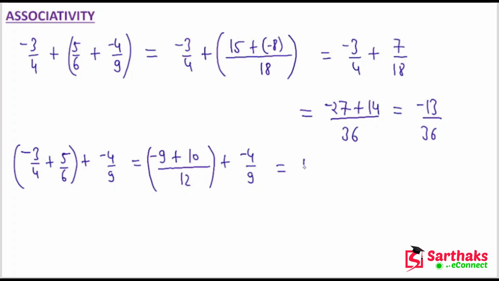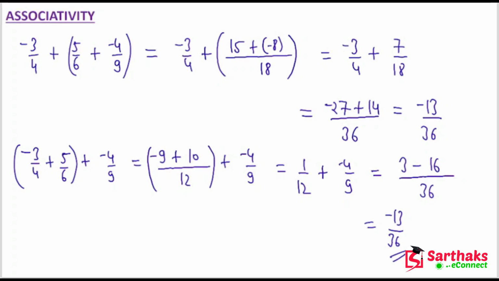So here we will get 1 upon 12 plus minus 4 upon 9. Again taking LCM of 12 and 9, we will get 36. So 12 into 3 is equal to 36. So 1 into 3 equals 3 minus 9 into 4 equals 36, so 4 into 4 is equal to 16. So again we will get minus 13 upon 36. Clearly you can see that both the numbers are the same, that is, associativity holds true for rational numbers.